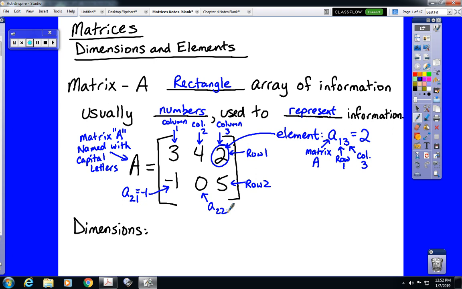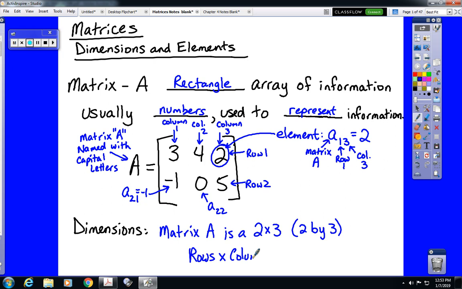Now as for dimensions, the dimensions is a way of listing the number of rows and the number of columns. Matrix A has 2 rows and 3 columns, so we would call it a 2 by 3 matrix. Again, that is always listed number of rows times number of columns.